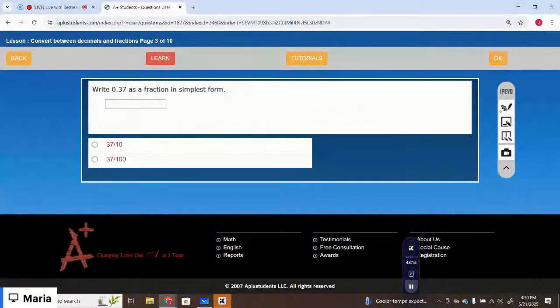0.37 we can write as 37 over 100, option number 2 is the right option, because we have two digits after the decimal point. And you need to add two zeros, so that is 37 over 100.